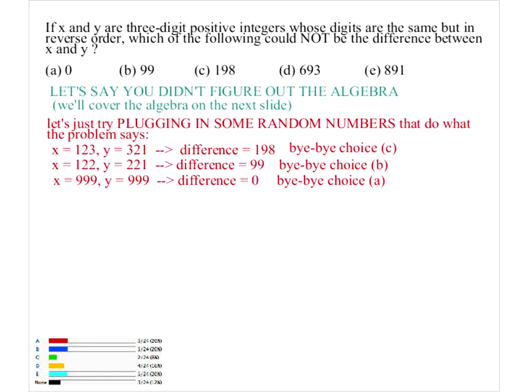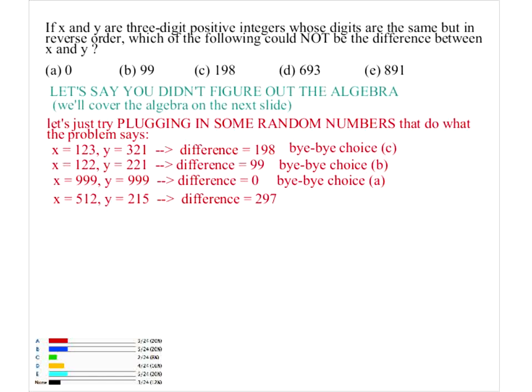Let's see if we can find any patterns here. 009 is not a 3-digit number. Make sure you get that as a takeaway: 9 is a 1-digit integer, not a 3-digit integer. If you try a few more examples, you could just keep bombing it with examples until you knock off a bunch of numbers. So if x equals 512 and y equals 215, then your difference is 297. That doesn't knock off anything.